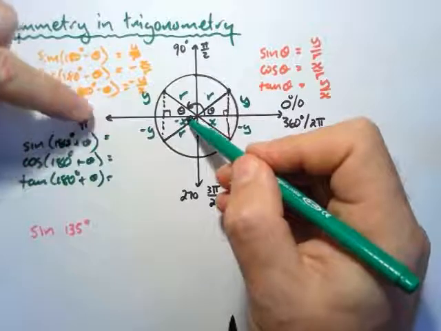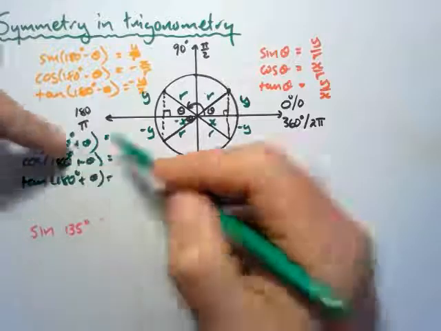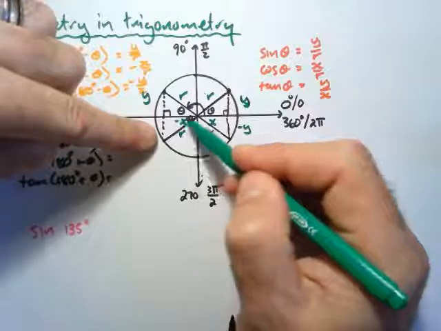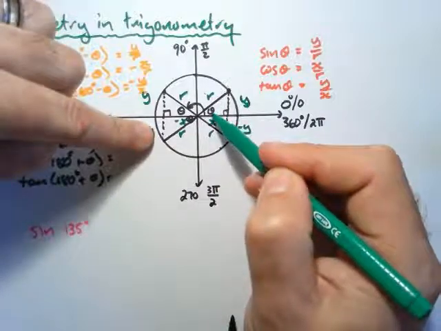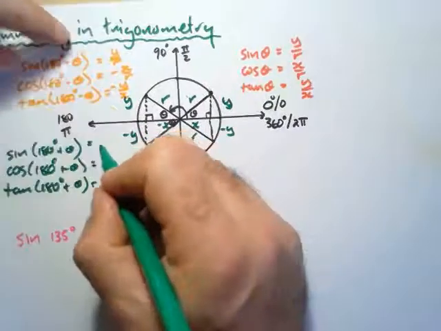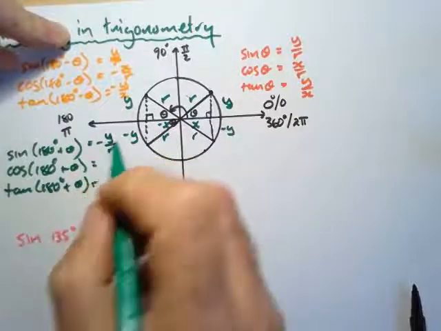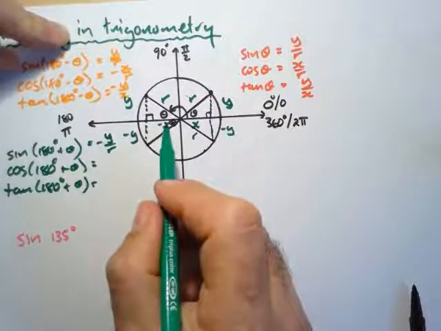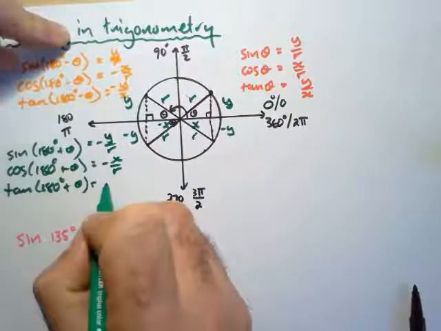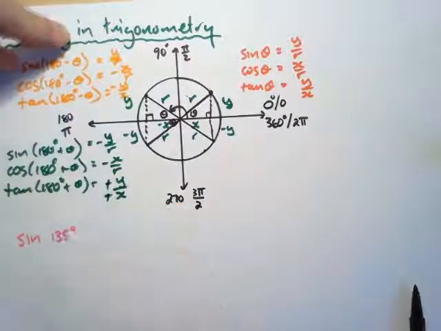Well, the sine of that angle is about the position. But the ratio of this acute angle is exactly the same as that one. The only thing that differs is the sign. So the sine is minus y over r. For the cos of this angle it will be minus x over r. And for tangent, it will be minus y over minus x, and a negative divided by a negative is positive.